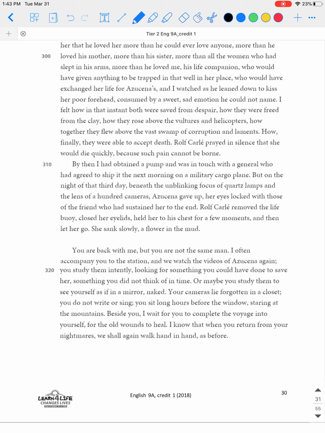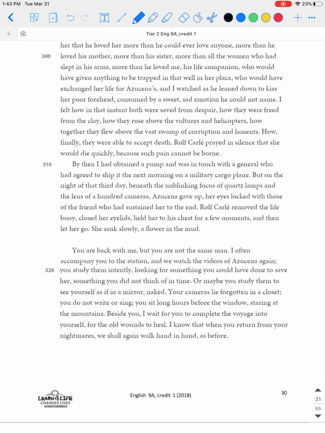I felt how in that instant both were saved from despair, how they were freed from the clay, how those rose above the vultures and the helicopters, how together they flew above the vast swamp of corruption and laments, how finally they were able to accept death. Rolf Karl prayed in silence that she would die quickly because such pain cannot be borne. By then I had obtained a pump in which I was in touch with a general who agreed to ship it the next morning on a military cargo plane.